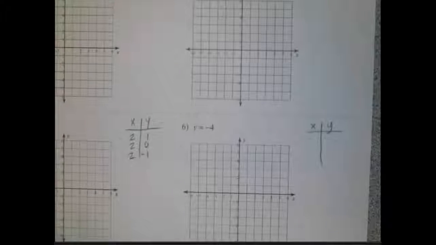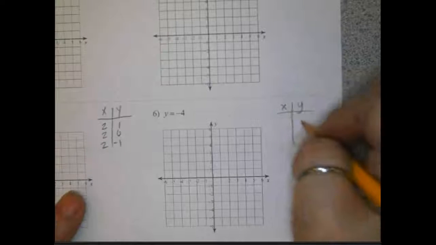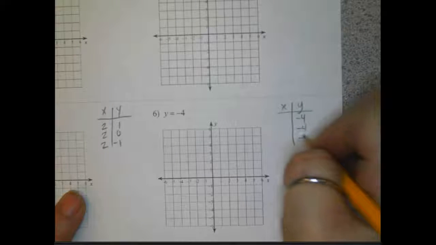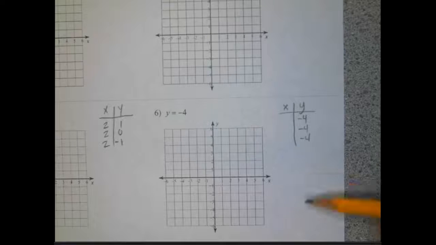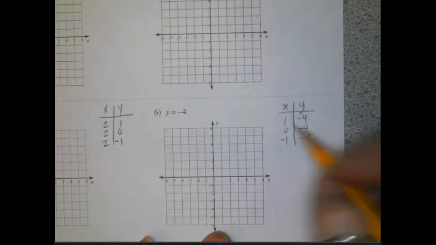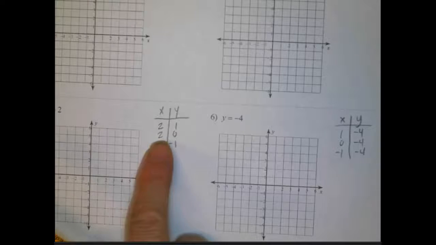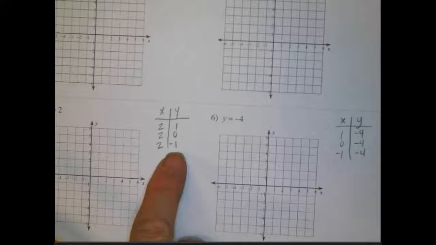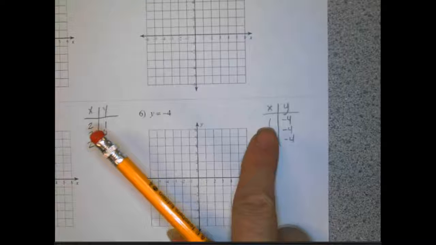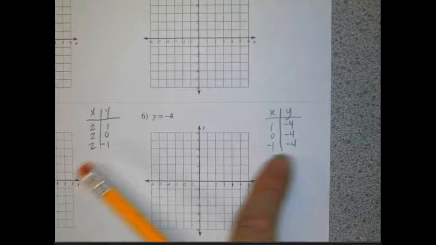For number 6, what does the equation say? So what is my y going to be every time? So I'm going to write 3 negative 4s. And what are those 3 numbers that I like to use? 1, 0, and negative 1. And now I can graph these as ordered pairs. So this is going to be x is 2, y is 1. X is 2, y is 0. X is 2, y is negative 1. X is 1, y is negative 4. X is 0, y is negative 4. X is negative 1, y is negative 4.